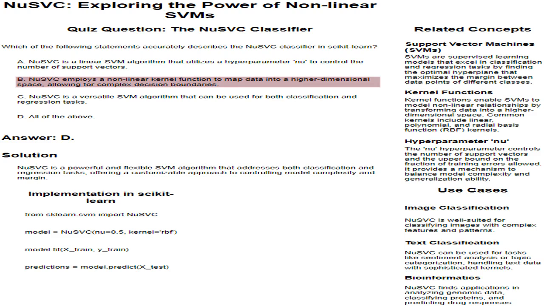B. NuSVC employs a nonlinear kernel function to map data into a higher dimensional space, allowing for complex decision boundaries. This statement is true. NuSVC can leverage nonlinear kernels, like the RBF kernel, to handle intricate data distributions and create flexible decision boundaries.